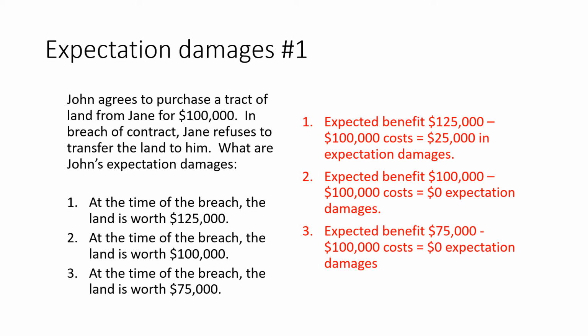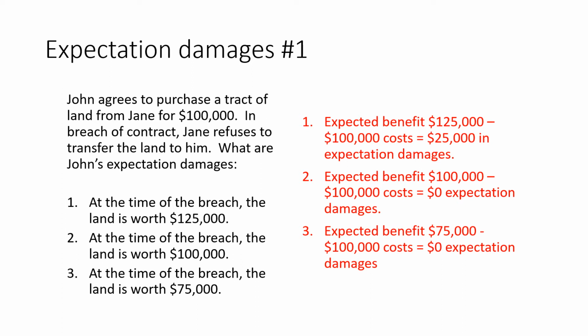And let's look at the first one. At the time of the breach, the land is worth $125,000. In order to determine what John's expectation damages are, we have to figure out what did he expect to benefit from the contract. Well, he expected to have a $125,000 piece of land, but he also expected that he was going to be paying $100,000 in costs. That's how much he expected to pay for the property. So he expected to be up $25,000. Those are his expectation damages.